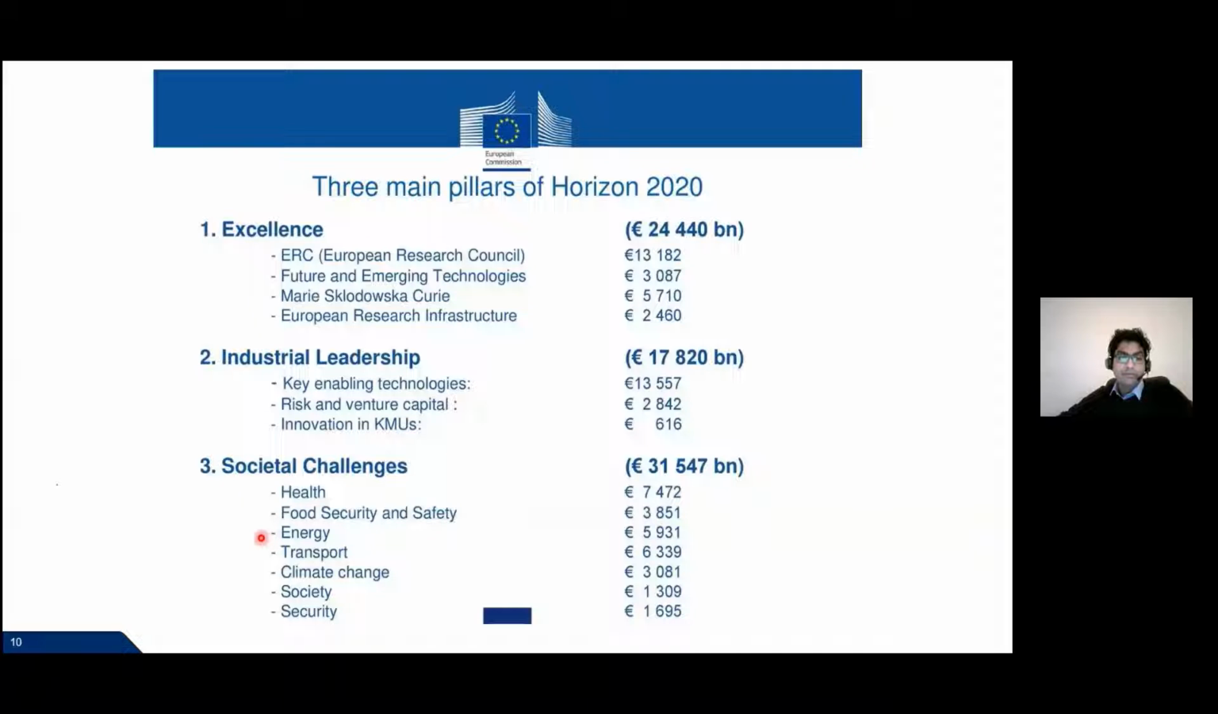Then the energy, what are the new resources for the energy, transport, climate change, society and security. So all these kinds of fields get funded almost equally. So if you have a good research proposal, there is a high possibility that you get funding to do the research and you get good infrastructure for that.